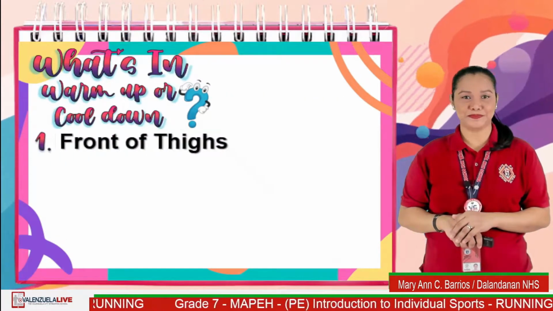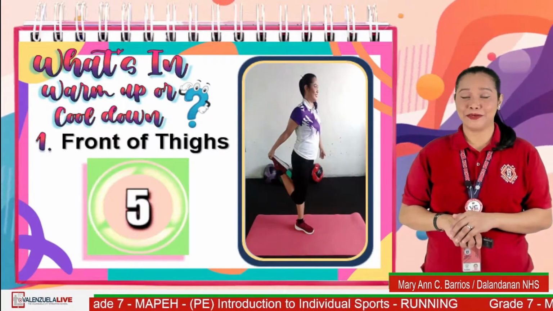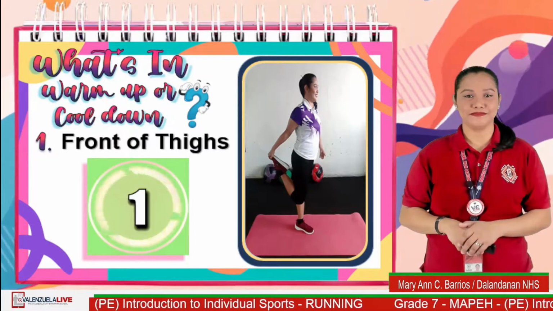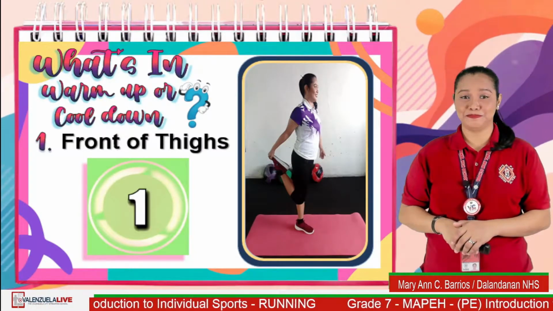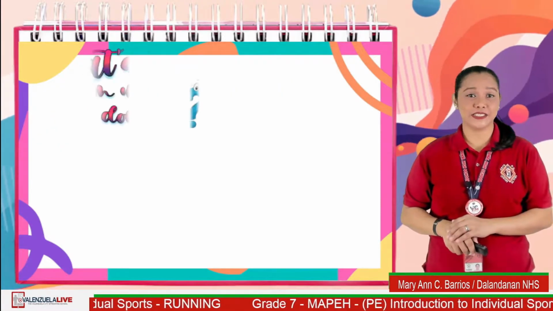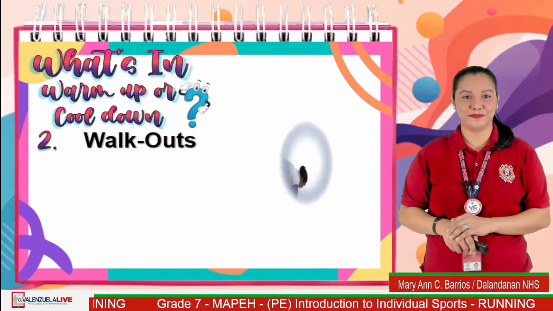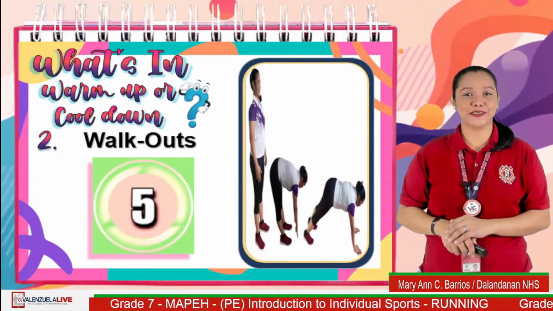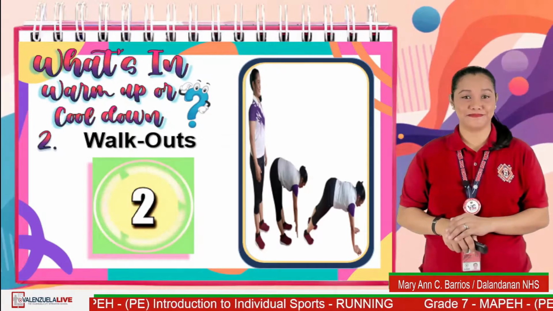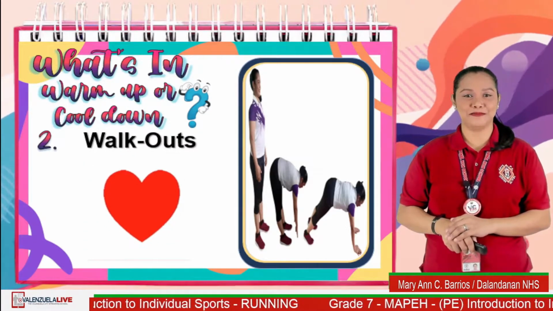Number 1. Front of thighs. Timer starts now. Time is up. Very good. The answer is cool down. Next number. Number 2. Walk out. Timer starts now. Time is up. The answer is warm up.